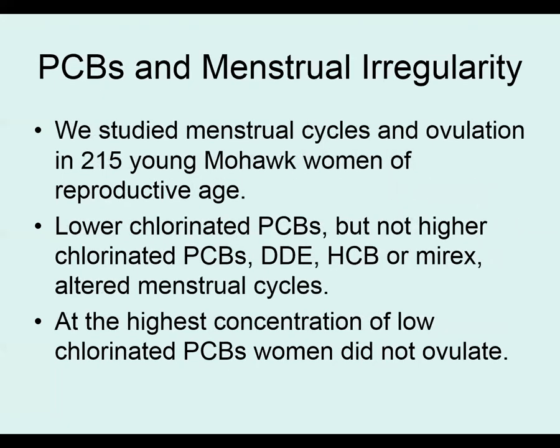So we've gone on now, recently, to do another study that's led to the same conclusion, that vapor phase PCBs are very important. This is looking at menstrual irregularity. We studied menstrual cycles and ovulation in 215 young Mohawk women of reproductive age. We find that the lower chlorinated PCBs, but not the higher chlorinated PCBs, nor the 3 pesticides that we measured, alter menstrual cycles. And at the highest concentration, these women simply do not ovulate.